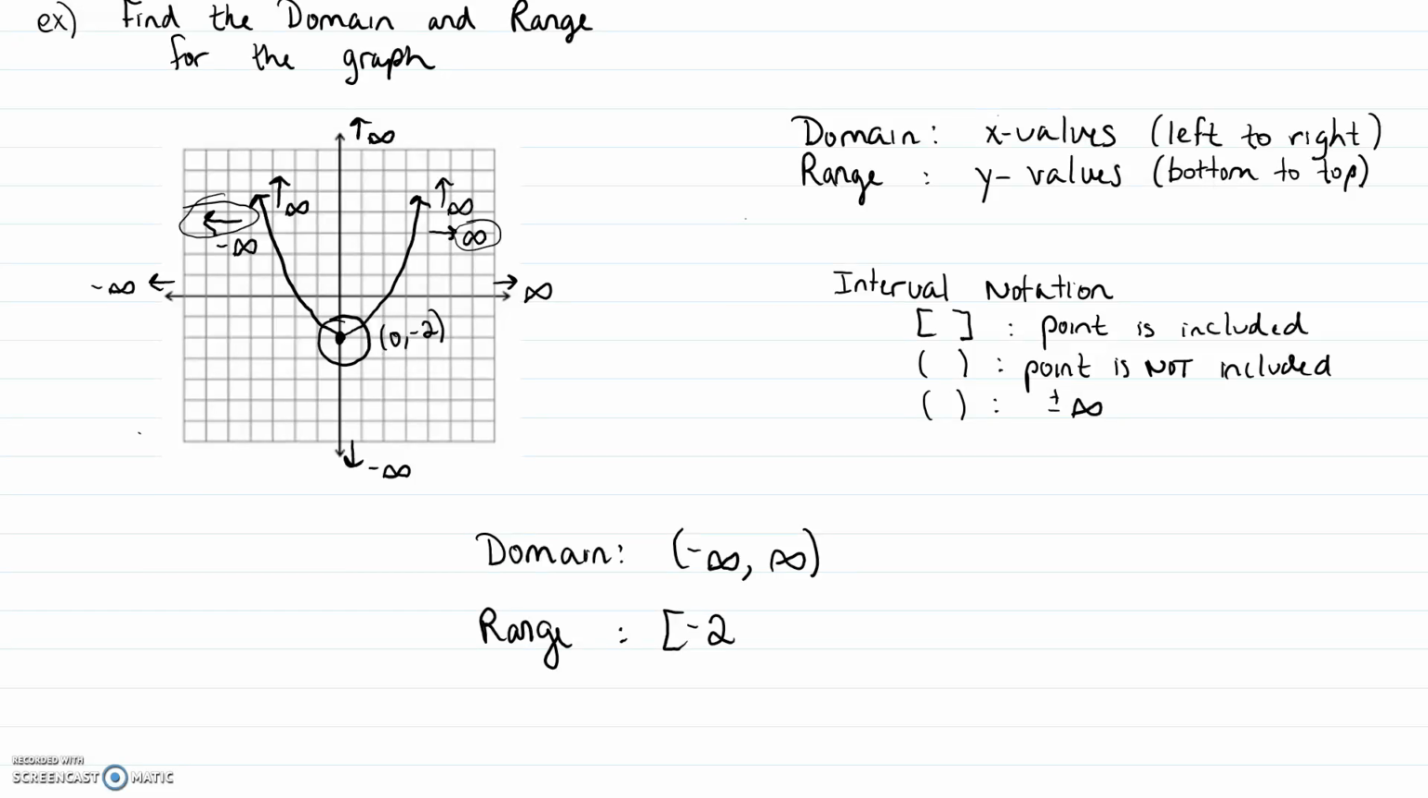Okay. Then we need to go to our highest point. Okay, that's going to be this right here. Our graph is going up toward positive infinity. So -2 to positive infinity. And there's your domain and your range.